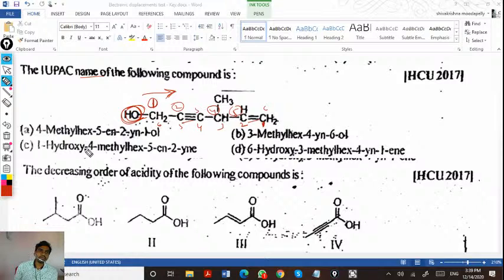So it is 4-methyl, and a hexane system. So hex, first ene, then yne, an enyne system. In the last session also I told you that these are called enynes. So ene will be the first suffix, then yne. So hex-5-en-2-yn-1-ol. So option A is correct.